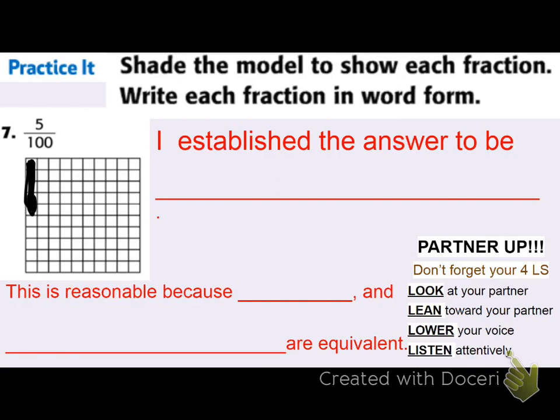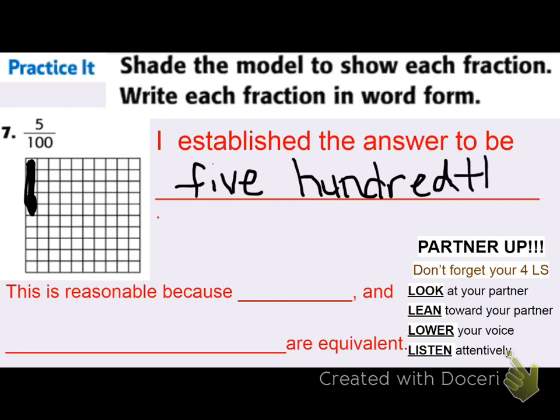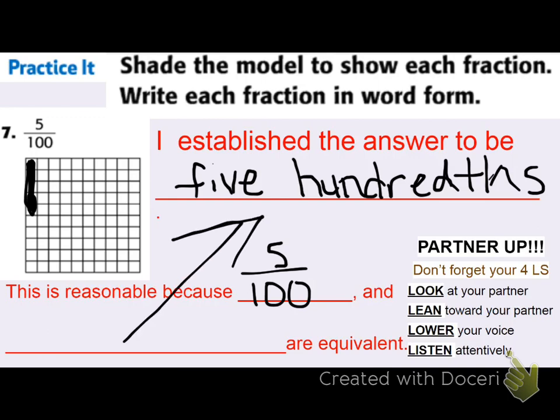But I established the answer to be 5 is above that fraction line, so I'm going to write that as my word form. 5 and then 100, just like we normally would write. We have to add that sneaky little THS, proving that it's less than 1, or on the other side of the decimal. So it's reasonable to say that 5 hundredths and 5 hundredths are the same value as 5 hundredths. They're all the same. They look different, but again, they are equivalent.